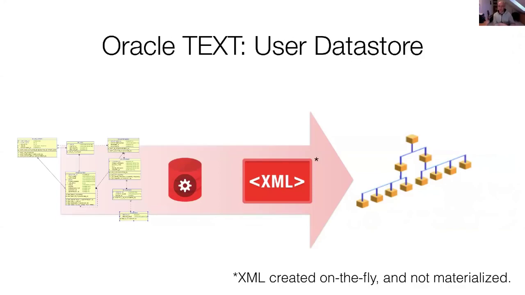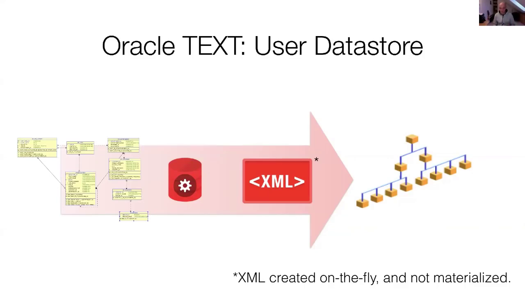And we can provide a PL/SQL procedure which provides the data to the Oracle Text index. And then we have an index on one column, and the data can be anything, right? We can index whatever we want. And that's what we call a user data store.